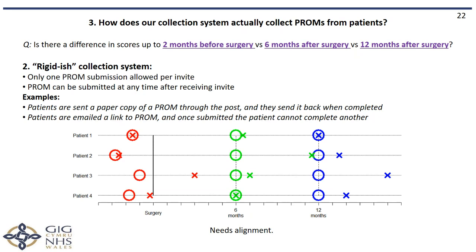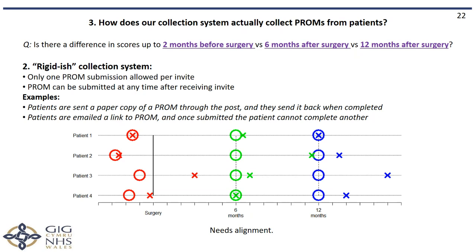So the next example is what I'm going to call a rigid-ish collection system. We have one PROM submission per invite, but the PROM can be completed at any time after receiving that invite. Examples might be when a paper PROM is sent through the post and patients send it back when they've completed it, or patients are sent a link to an electronic form which shuts when the form has been submitted. So in other words, a patient can't complete another PROM until another paper copy or another link has been sent to them. So the dataset may look like this.